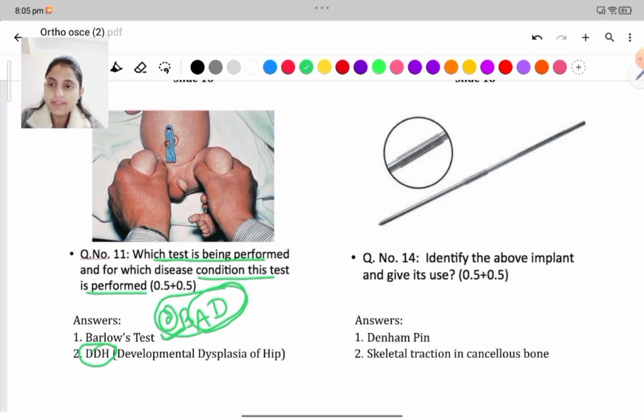This is the provocative test. The Barlow test is the method in which we dislocate the joint, but the Ortolani test is performed for the reduction.